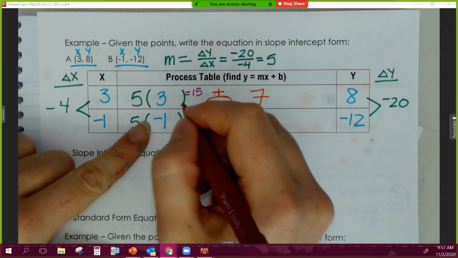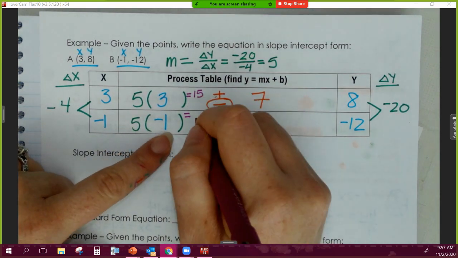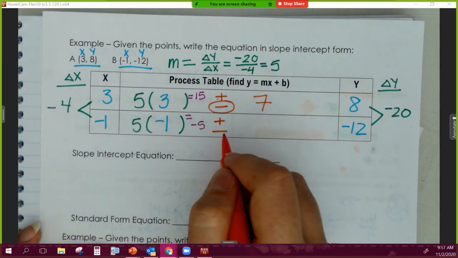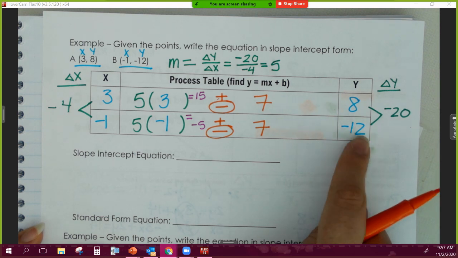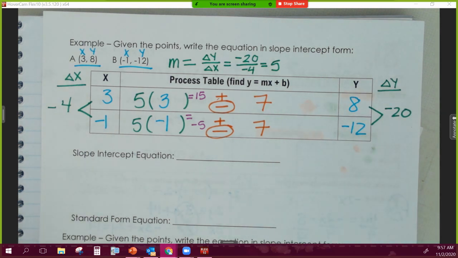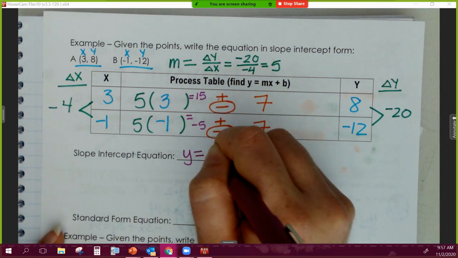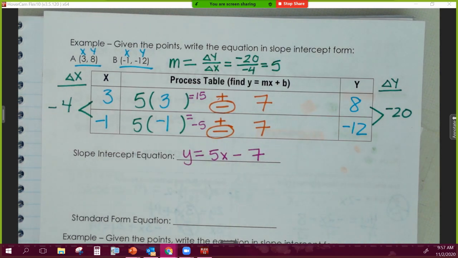And then for the second one, it's just to double check. So 5 times negative 1 is negative 5. And then just double check that if you subtract 7, you should get negative 12. And we do. That's true. So that means that my slope-intercept equation is y equals 5x minus 7.